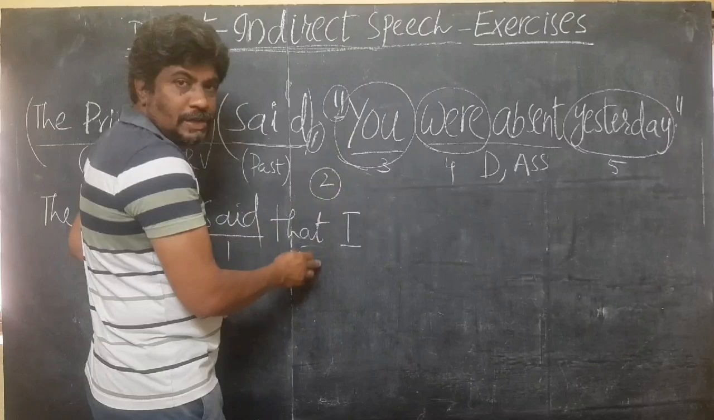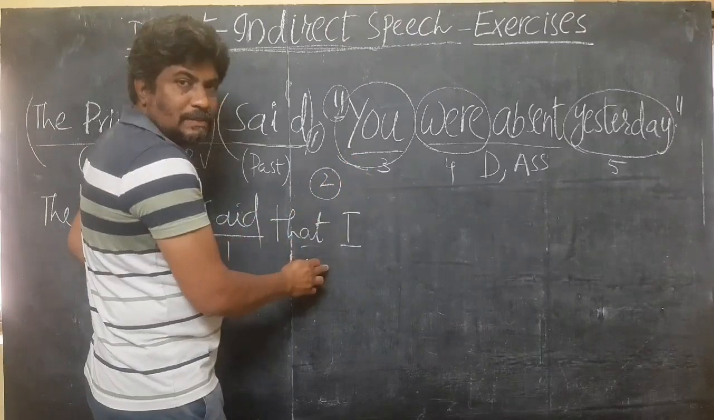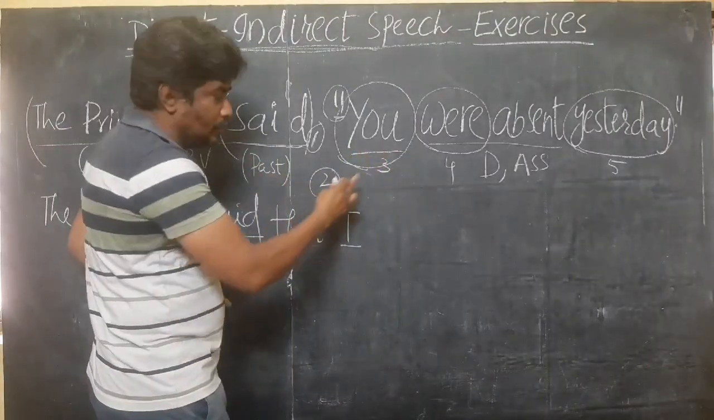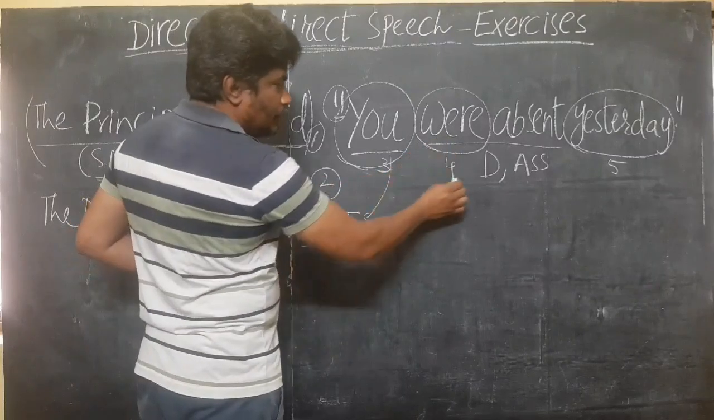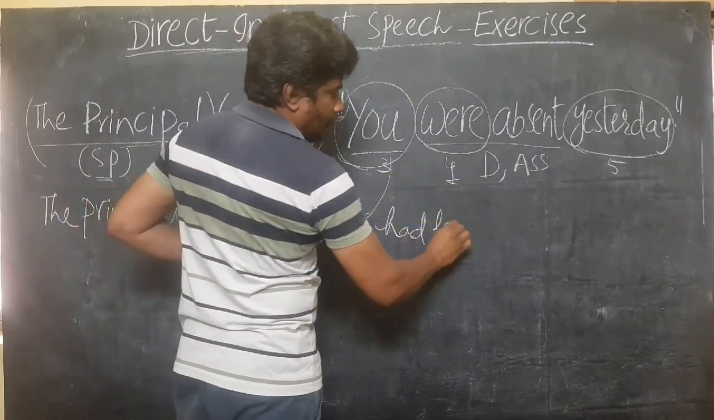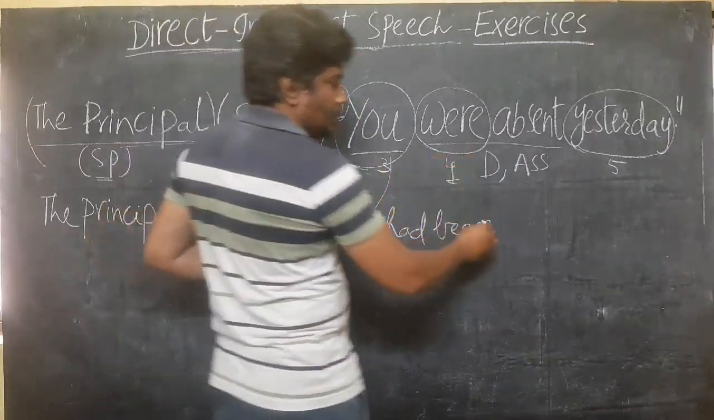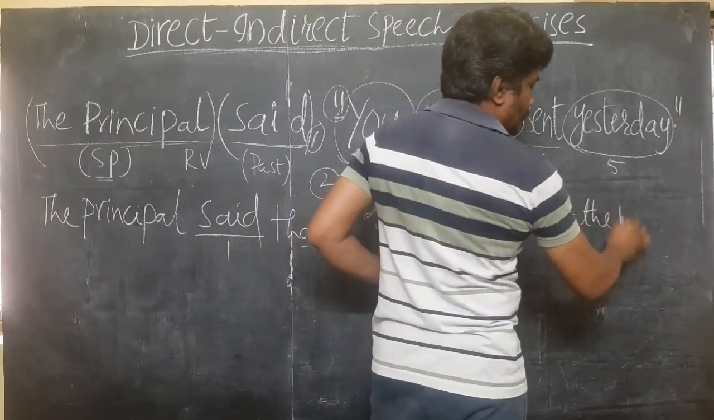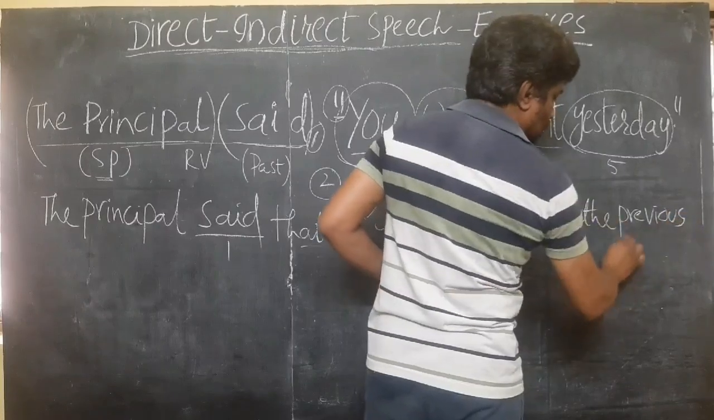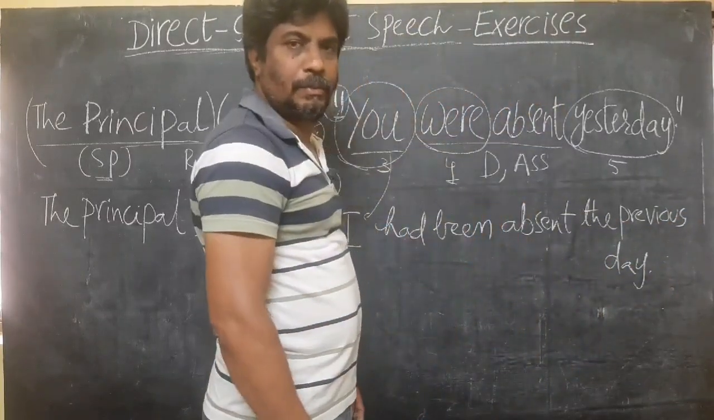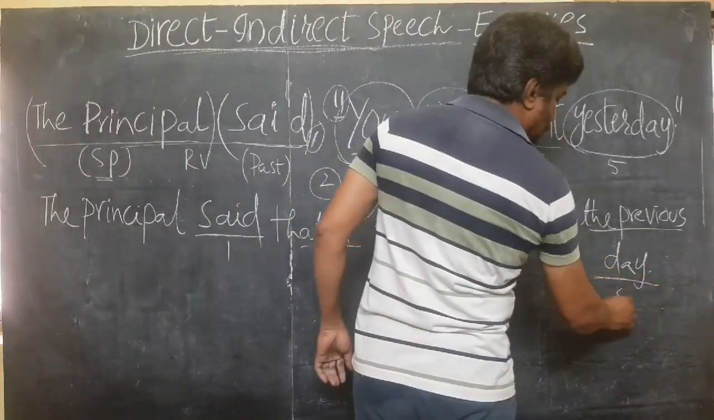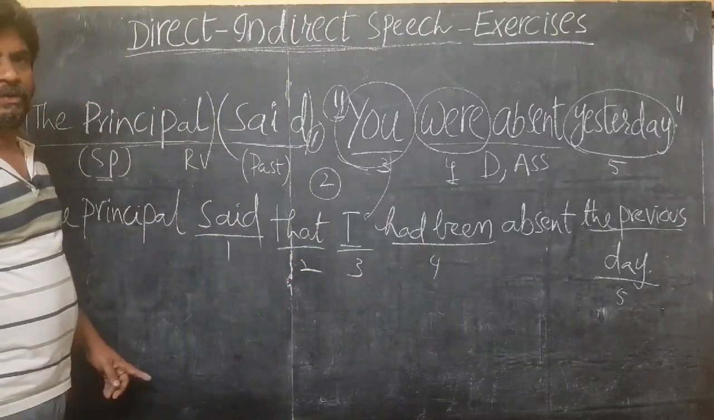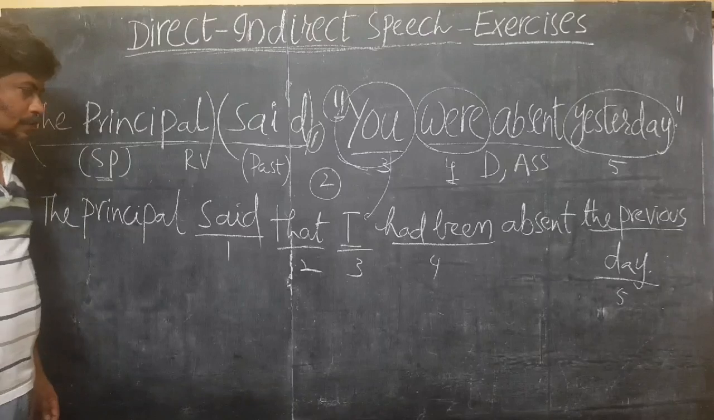The third change is over. It is a very, very important and crucial change. You have to understand it. You has become I. Why? Because the principal is speaking to me. In this case, you means me. So you changes to I. And where for change? Where changes to had been, or absent doesn't change. Absent yesterday changes to the previous day or the day before. Likewise, five changes: 1, 2, 3, 4, 5. So this is your answer. Check it out once.